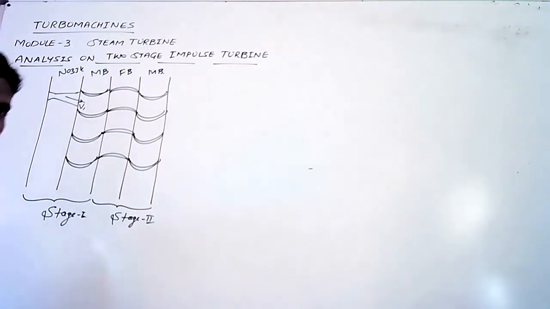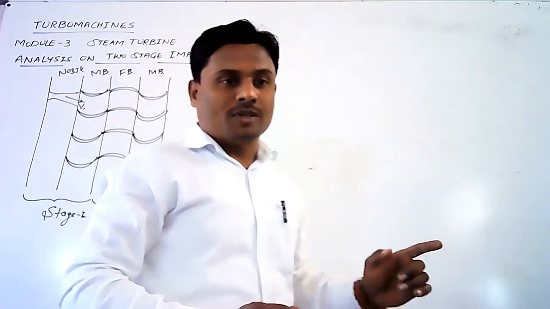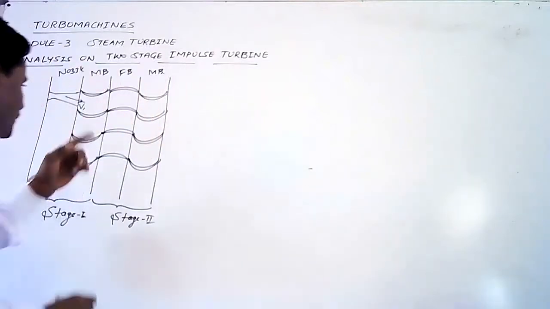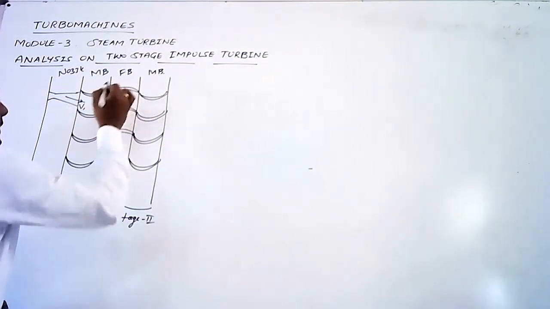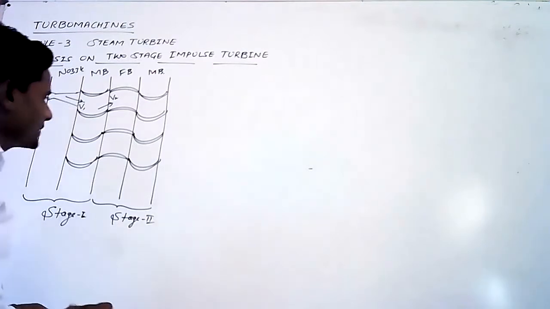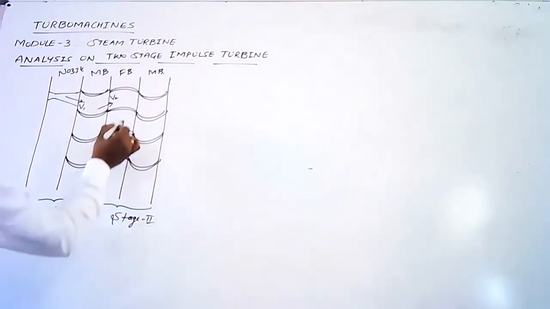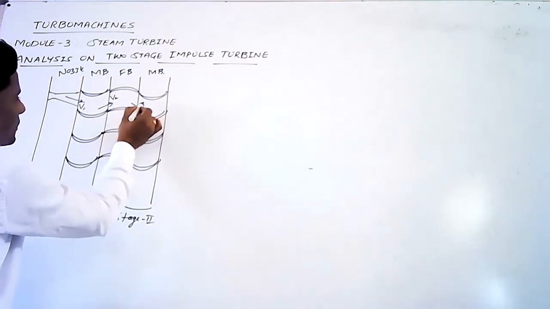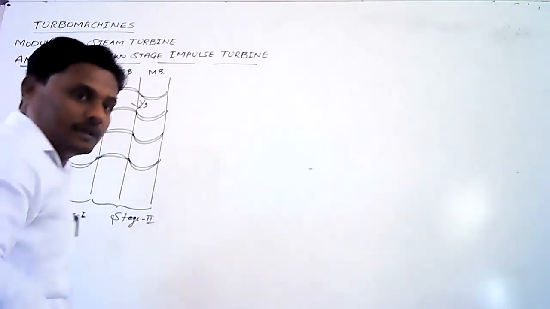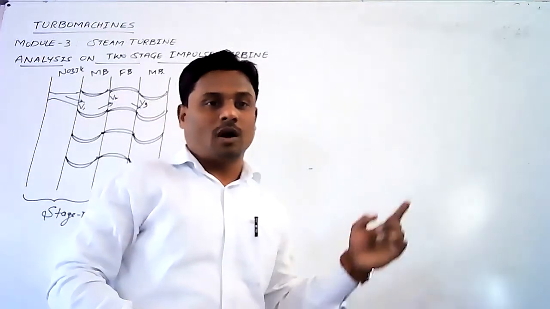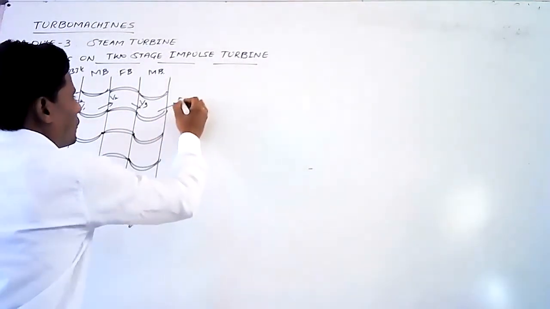The velocity of steam which is coming out from the first set of moving blade is V2. Next, the velocity of steam which is entering into the next row of moving blade is V3. Lastly, the velocity of steam which is coming out from the last row of moving blade, or the second row of moving blade, is V4.